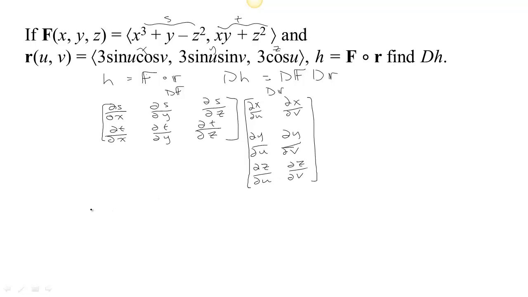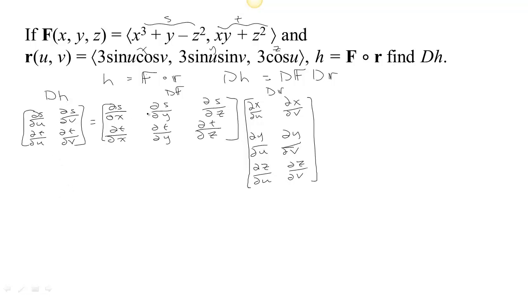So if we look at the four entries in h, the outputs of h are s and t, and the inputs are u and v, right? So h would have a ds du and a ds dv, and it would have a dt du and a dt dv. Since in this entire chain you start off with u and v and you end up with s and t, this should be a 2 by 2 matrix like this. So this should be the matrix for h.